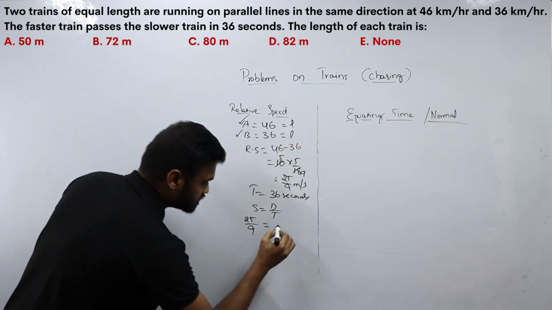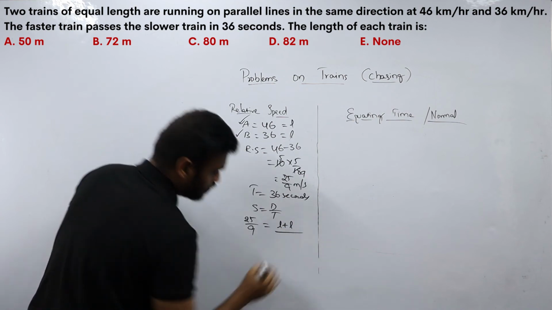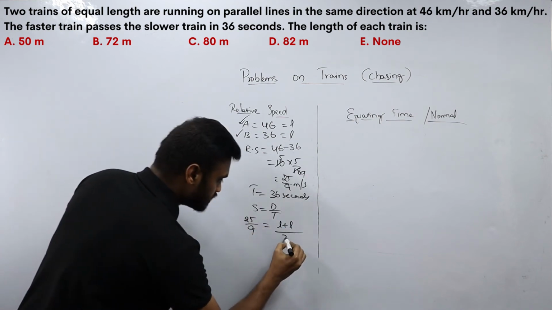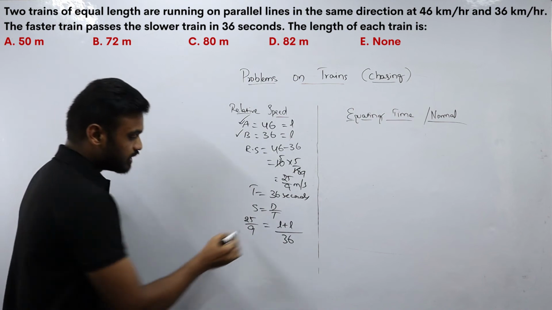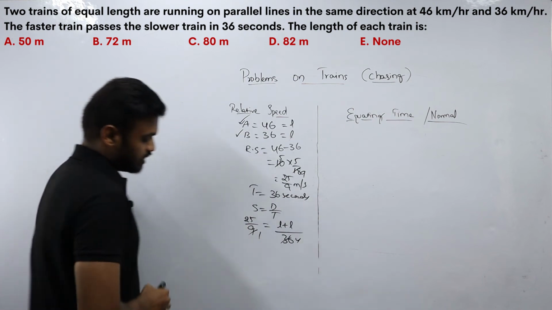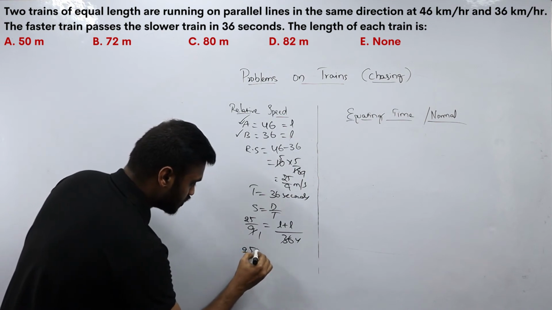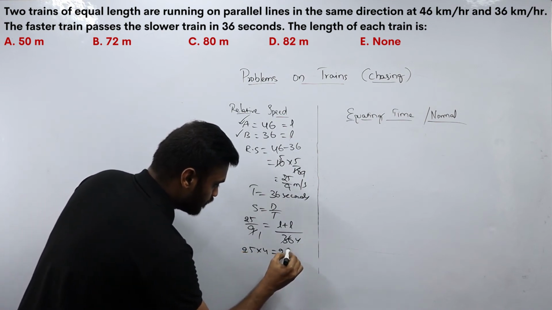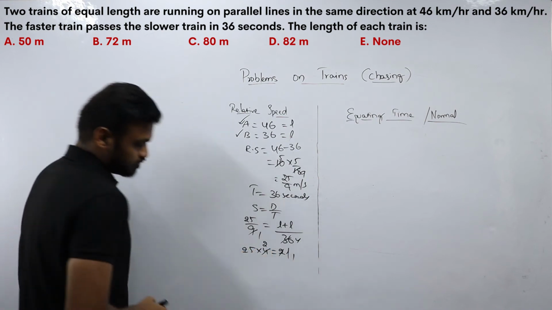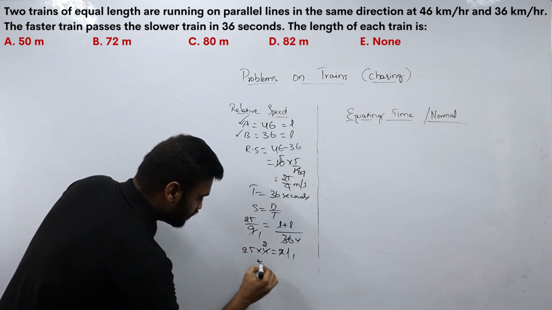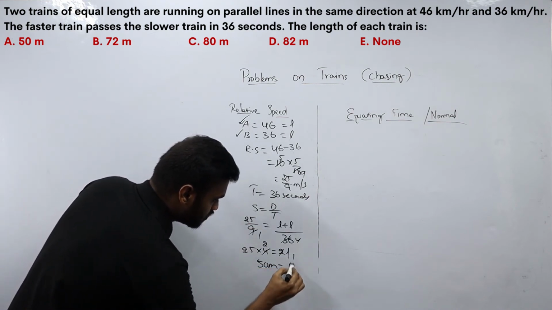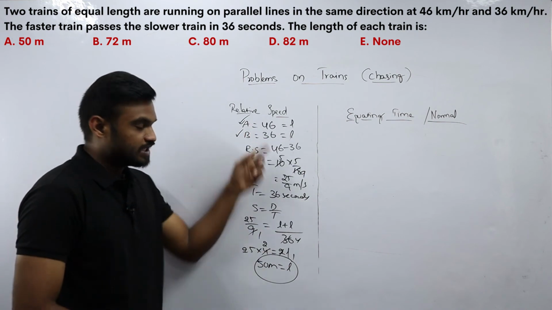So here total distance becomes L plus L, divided by total time, that is 36 seconds. So we will get 9 ones are 9, 4 and if I send this 4 to the left hand side, I will get 25 into 4 equal to 2L. 2 ones are 2, 2 twos are 4. So we will get 25 into 2, that is 50 meters. So the total length of each train is 50 meters.